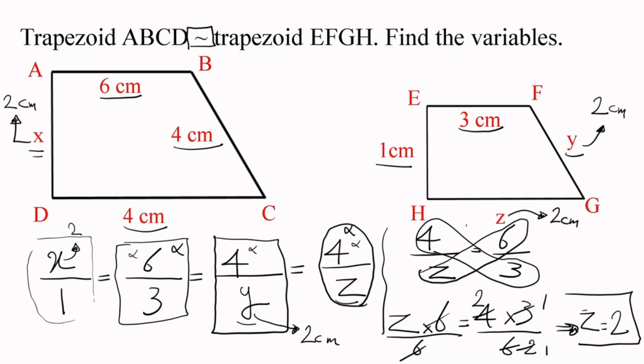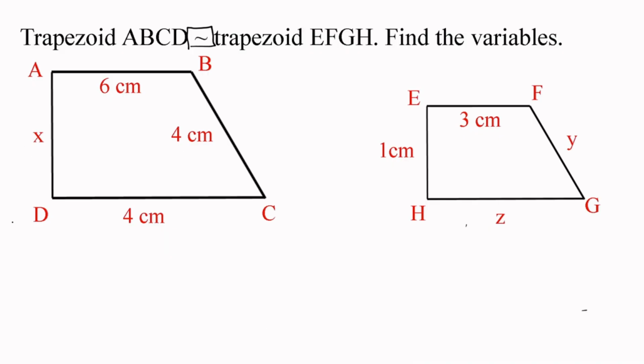I want to tell you another method which is really easier. Okay, pay attention to the second method that I'm going to introduce. Sometimes it can be really helpful. Look, I have x here. I do not know the value of x. Which side in the smaller trapezoid is the corresponding side with x? This is 1. So I have one unknown here.